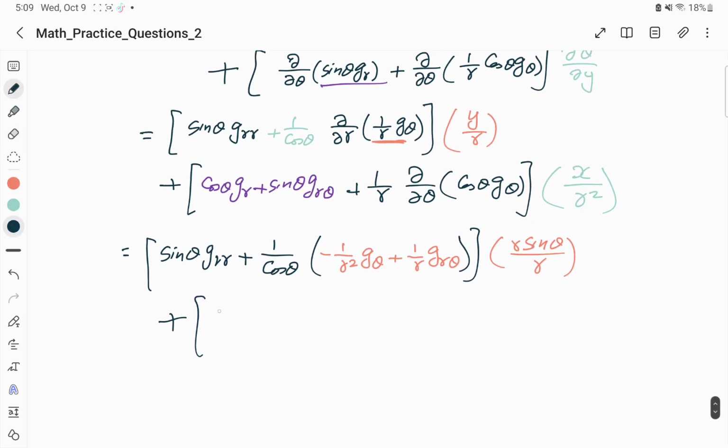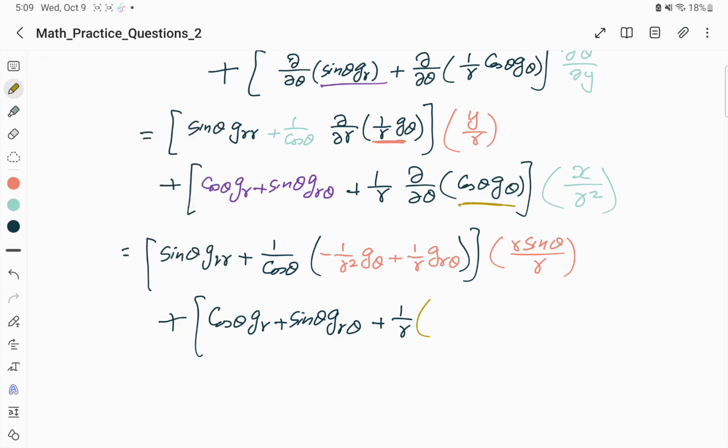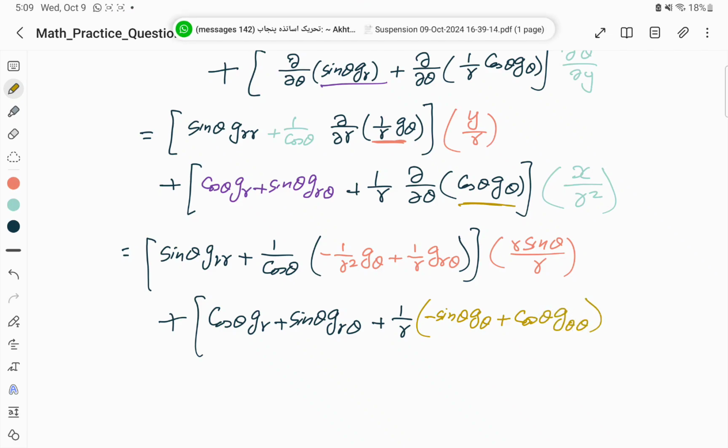Then I go to the next part over here. So we have cos theta g r plus sine theta g r theta plus 1 over r, and again here we have to apply the product rule with respect to theta. So the derivative of cos theta will be negative sine theta, and g theta will be as it is, plus cos theta will be as it is, and derivative of g theta with respect to theta will be g theta theta. And then we simplify this expression after that bracket.